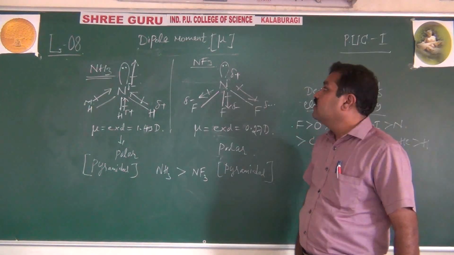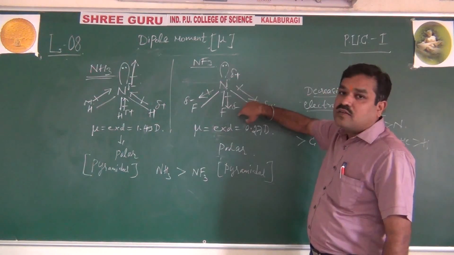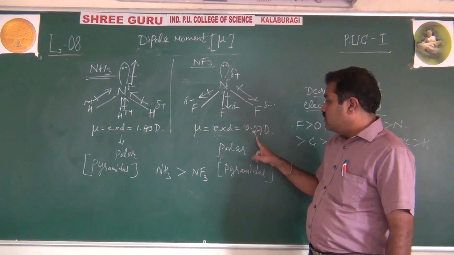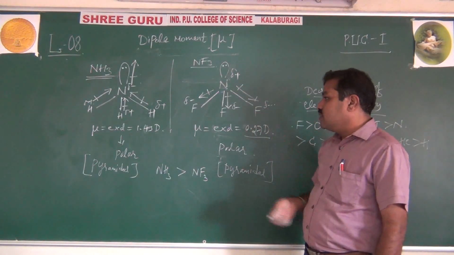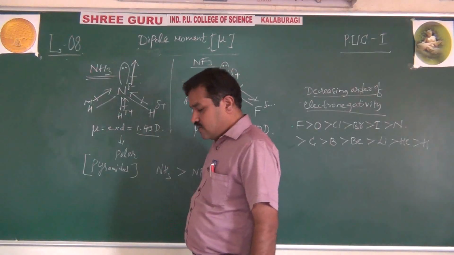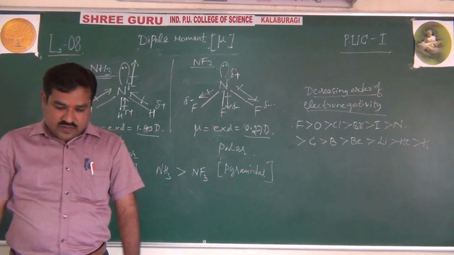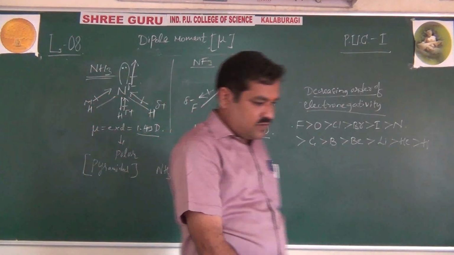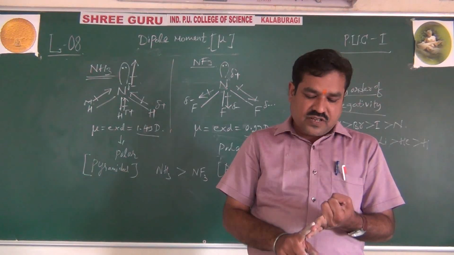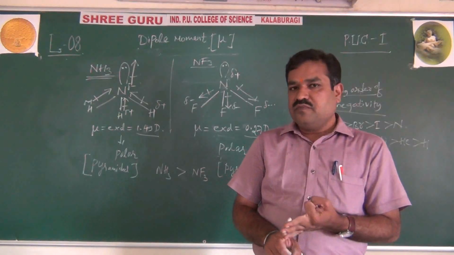If there was no lone pair, then definitely it would become non-polar; the mu value becomes 0. But due to this lone pair, the value is very small, 0.27, whereas here it is high, because of this, 1.49 or 1.47 D. Okay, so that's about 5 examples. What I explained now: HF, linear, and H2O, bent V shape.